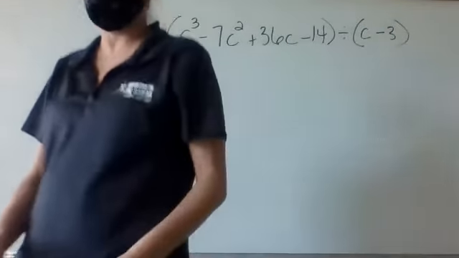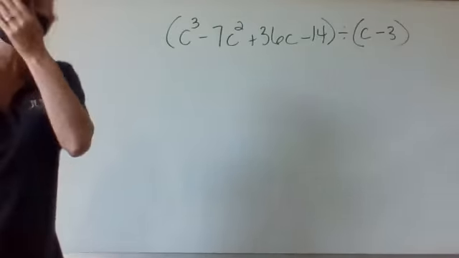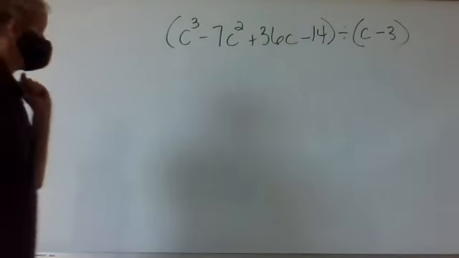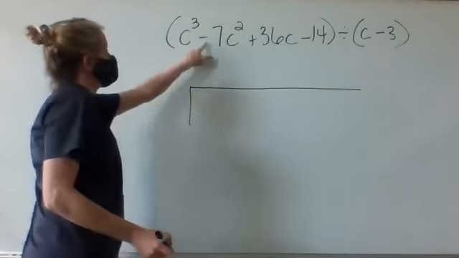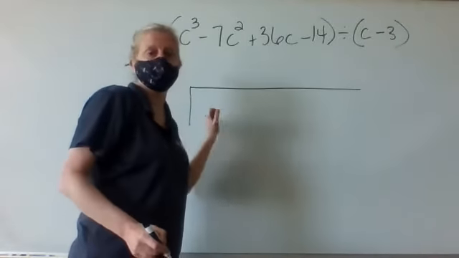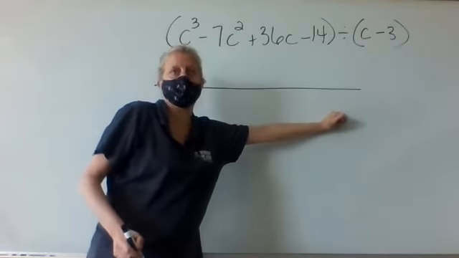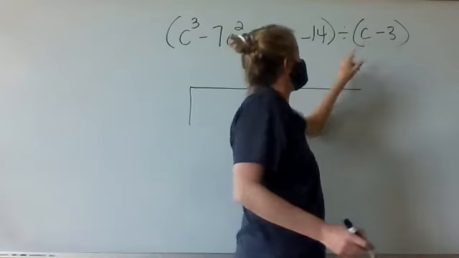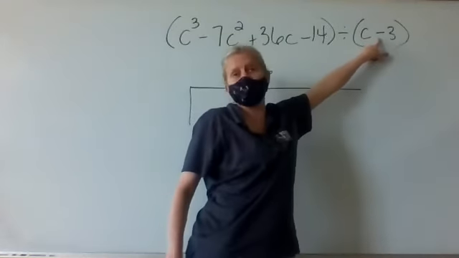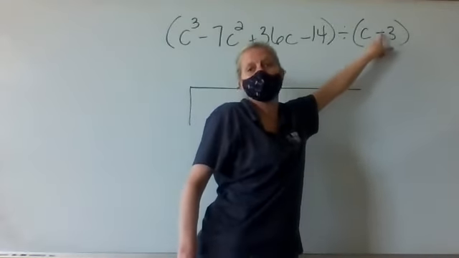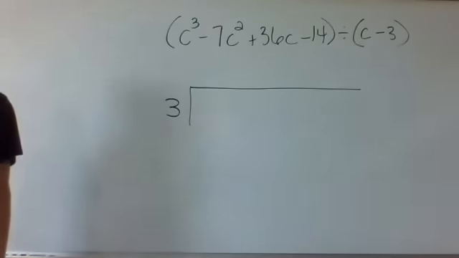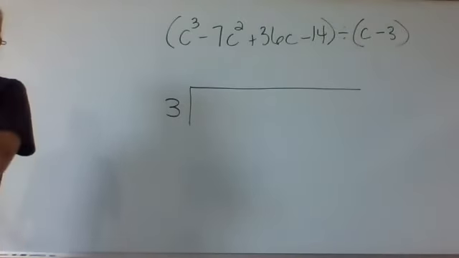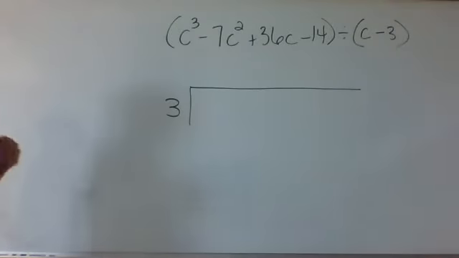Now remember, when we did synthetic division, that's when we had this long division symbol, right? These are going to be the coefficients that I use inside this division symbol. The number that I put out here was the opposite of this. If it said c minus 3, I put a positive 3 out here. So use the opposite of that sign. If it would have been c plus 3, you would have put a -3 out here.